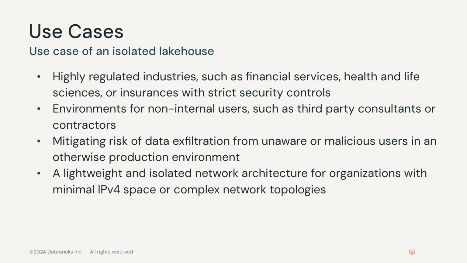And then last but not least, Isolake is a lightweight and isolated network architecture. It's entirely isolated, so it could be a good fit for organizations that have minimal IPv4 space or complex network topologies to integrate into. It'll be entirely isolated within its own VPC, and it doesn't need to talk to any assets outside of that VPC, excluding S3 through an S3 gateway endpoint.